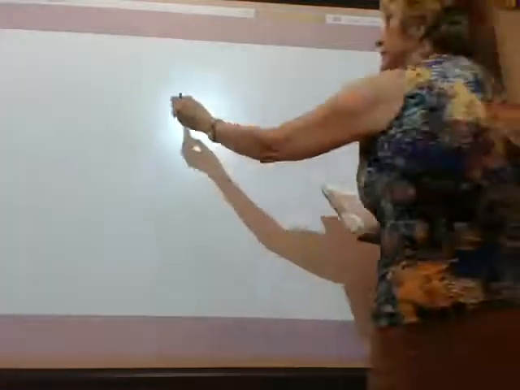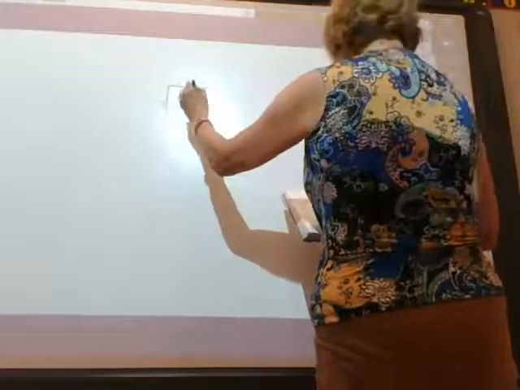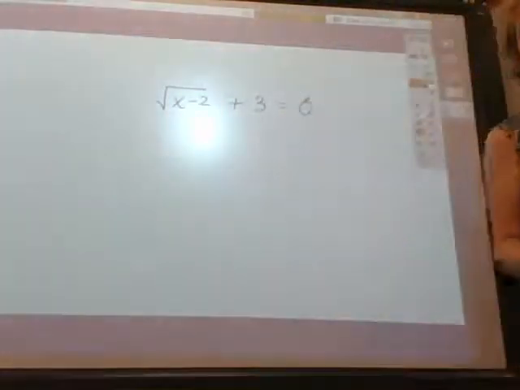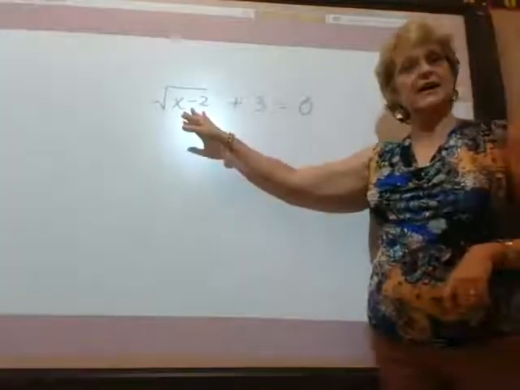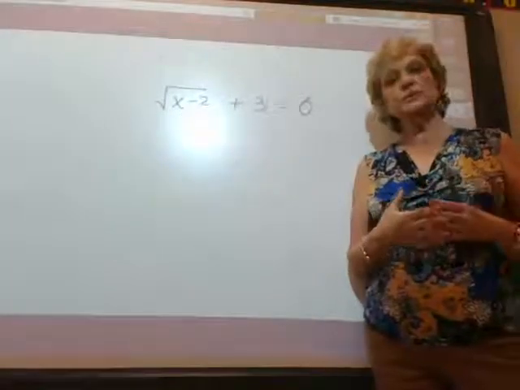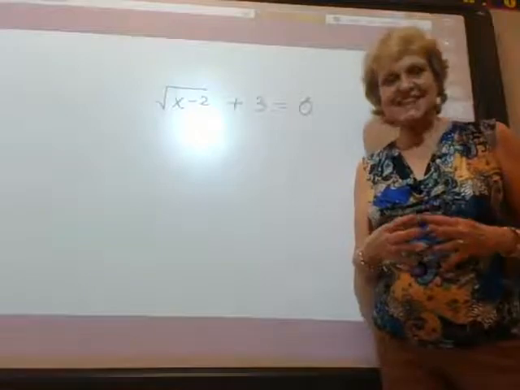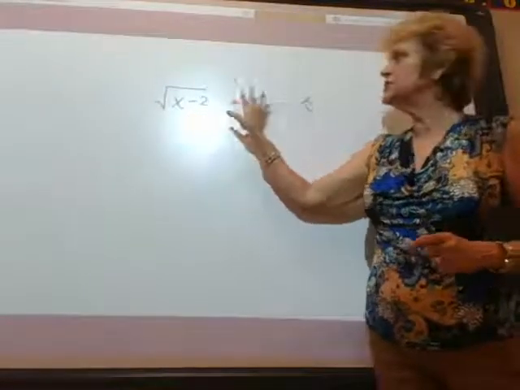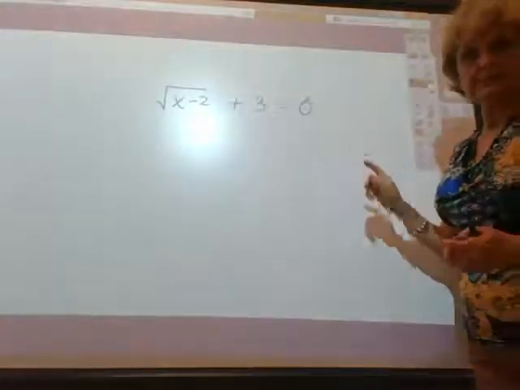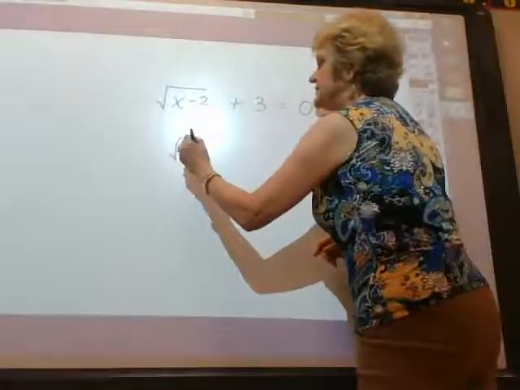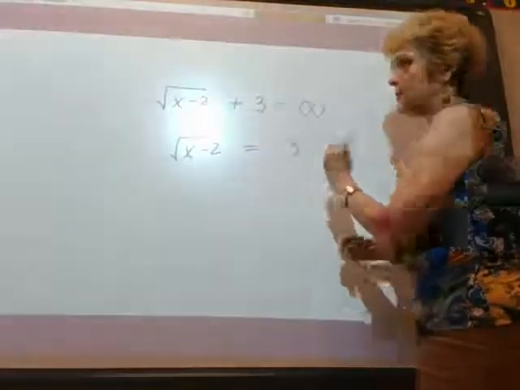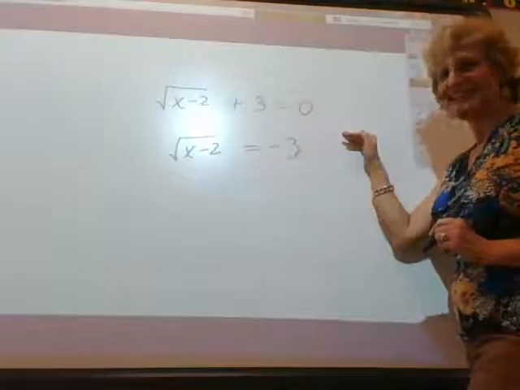Now, I'm going to do the first example. We have the square root of x minus 2, plus 3 equals 0, all right? And we want to solve for this x. So the first thing we want to do is isolate the radical. Okay, we want this by itself because it has the x. So we want to get rid of this 3, so we're going to subtract it, okay? So we'll have radical x minus 2 equals negative 3. See what I've done? Subtracted it, right?